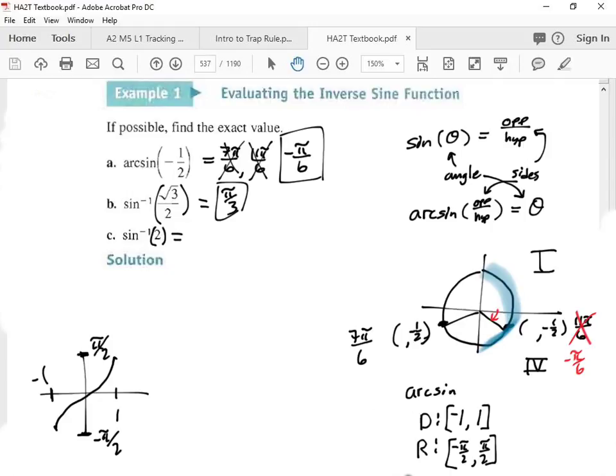What is sine inverse of 2? Now before, we noticed how our range restricted what our answer was for this top one. Look at that. We're plugging a 2 in. Wait a second. What's my domain for arc sine? Doesn't work. Yep, doesn't work. So there's just no solution.